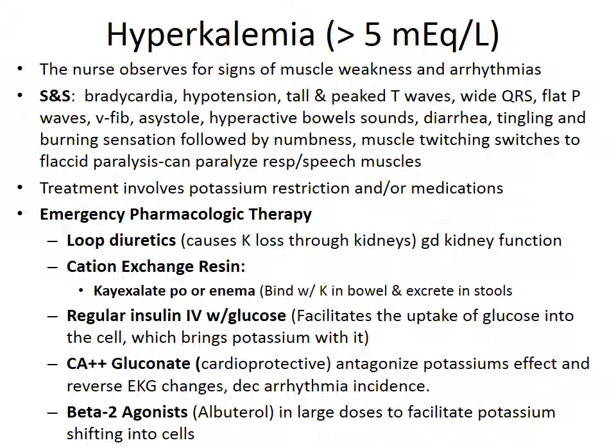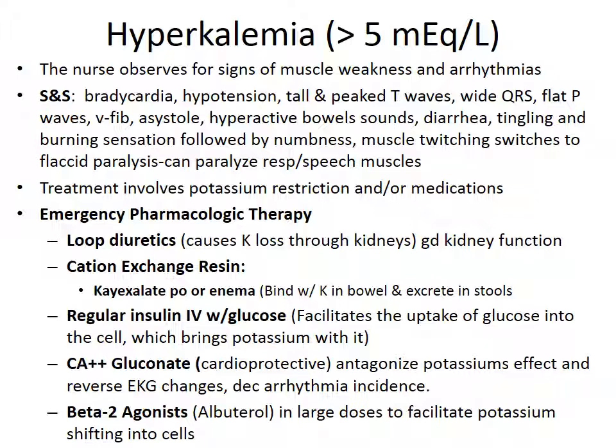Emergency pharmacologic therapy in hyperkalemia includes loop diuretics, which cause potassium loss through the kidneys, but the patient needs to have good kidney function. Cation exchange resins, such as K-oxalate oral or enema. They bind with the potassium in the bowel and excrete in stools. If your patient is not able to take something PO, then K-oxalate enemas can be used.